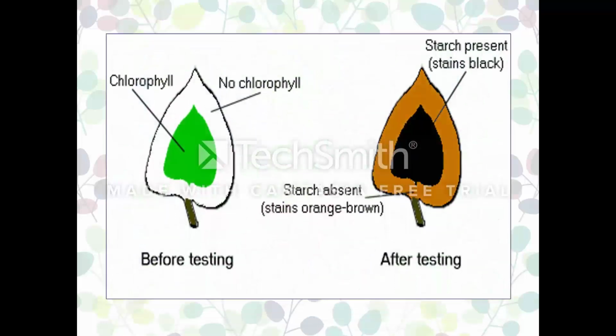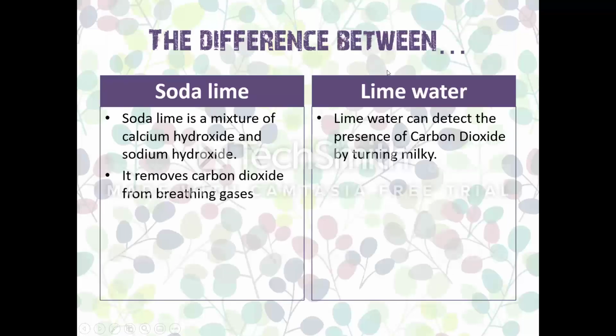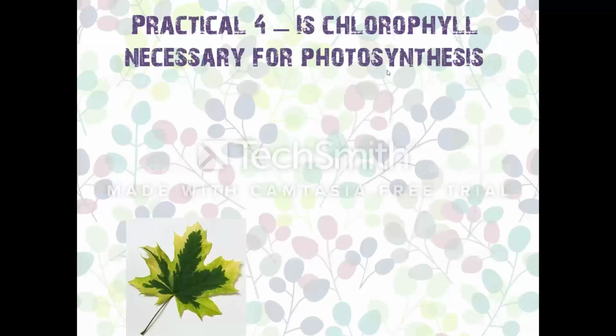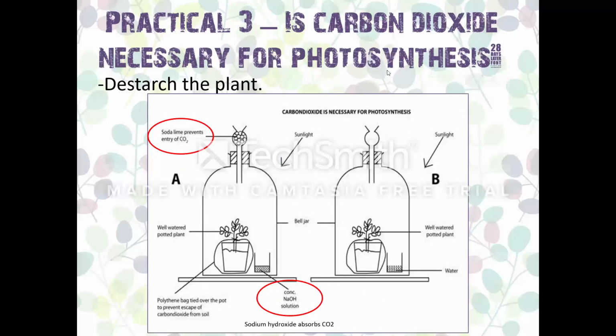Here's my example then of my variegated leaf. Here I had chlorophyll. On the outside I had no chlorophyll. When I do my test, where the chlorophyll was present, it will turn blue-black, and where there was no chlorophyll present, it will remain reddish-brown. Now, those are experiments to test if chlorophyll is necessary for photosynthesis, if carbon dioxide is necessary for photosynthesis, and if light is necessary for photosynthesis.